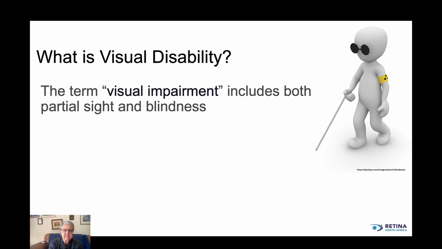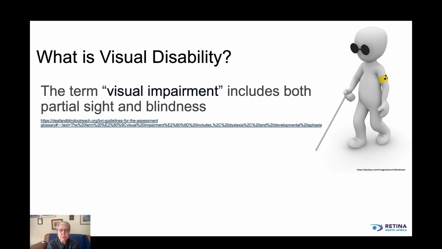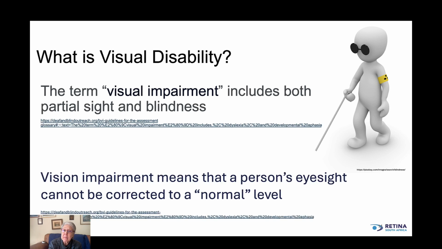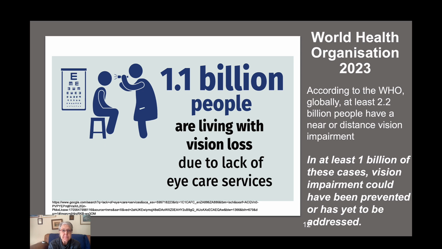Let's have a quick look at visual disability. The term visual impairment, for example, includes both partial sight and blindness. But visual impairment, according to the Ophthalmological Society, means that a person's eyesight cannot be corrected to a normal level using something like glasses, like I'm wearing at the moment.